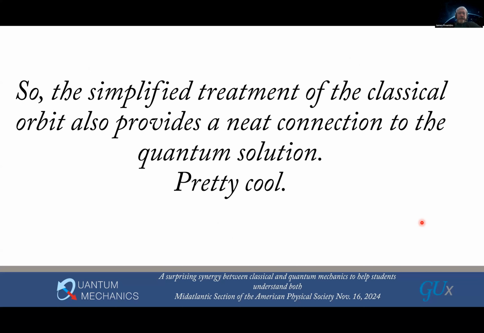All right. So the simplified treatment of this classical orbit also provides a neat connection to the quantum solution. And I think that this is really pretty cool. I also think it's a very nice way of introducing both of the topics that we like to teach to juniors and seniors. I think it's a much nicer way of doing the orbit equation. And it's very nice to show this interesting connection between classical mechanics and quantum mechanics that just falls out by simply quantizing what the classical calculation is.